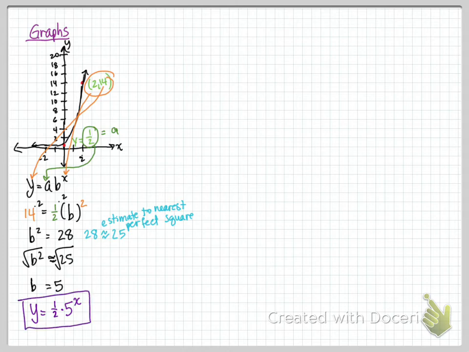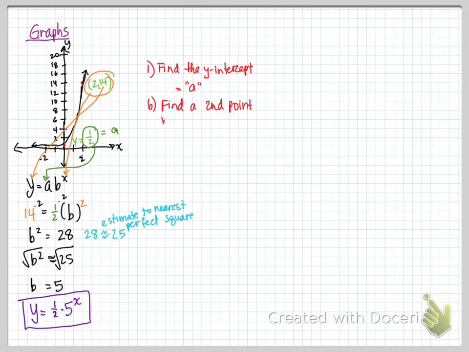Okay, so that's how we're going to do this. Let me go back up here and remind us of the steps. Number 1, find the y-intercept, and that's going to equal your a value. Next, find a second pair, or second set of coordinates, or second point. And the key is with integer values.